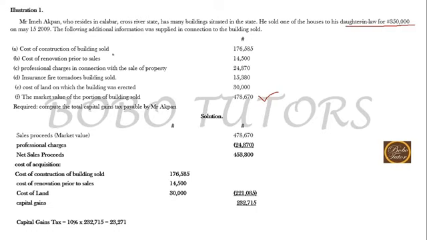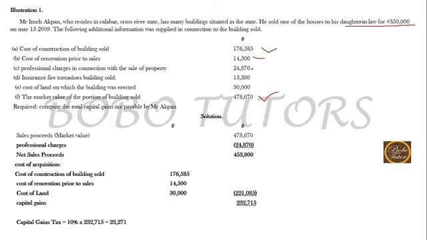Now it remains some allowable expenditure. Now this is a cost of acquisition, which is cost of constructing the building sold. This is part of cost of acquisition. Cost of renovation prior to sales is also part of the cost of acquisition. Professional charges in connection with the sales of the property. That is, when you're about to sell that asset, what are those costs that you incur?